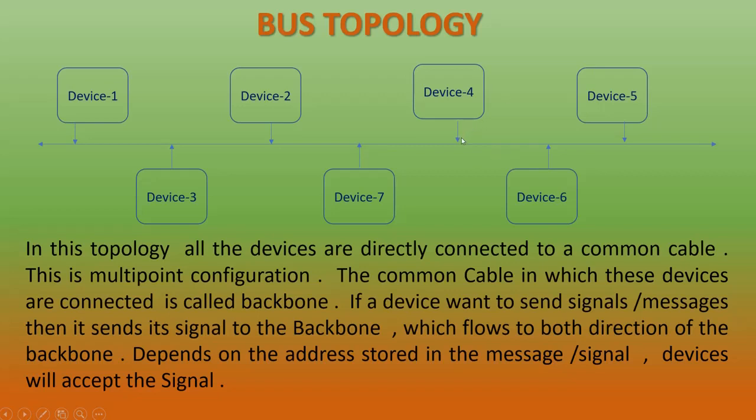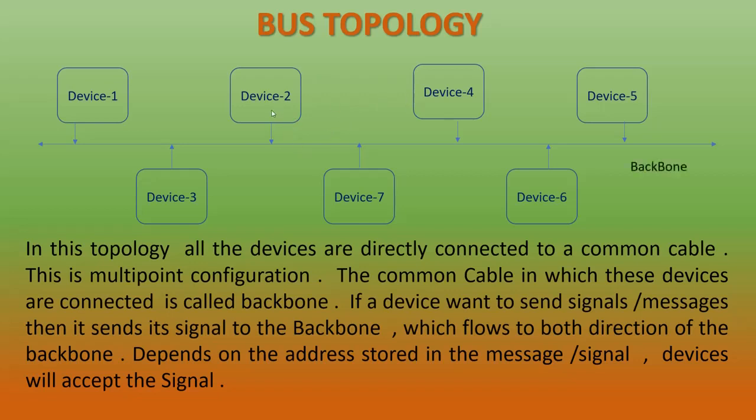Implementation of this bus topology is easy. If you want to add a new node, you can add it anywhere in this cable by using a connector. If you want to remove device 1, you can remove it, and that will not affect the entire network. Compared to star topology, bus topology needs less cable length. So these are the main advantages of bus topology.